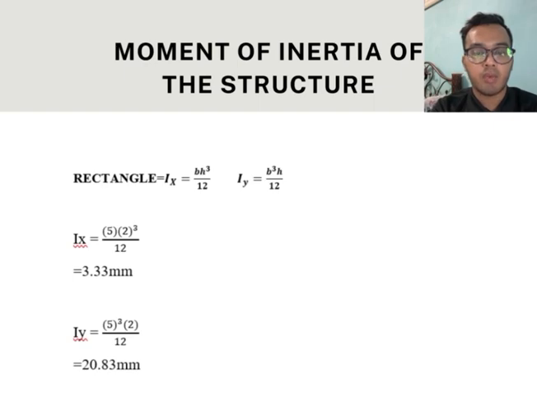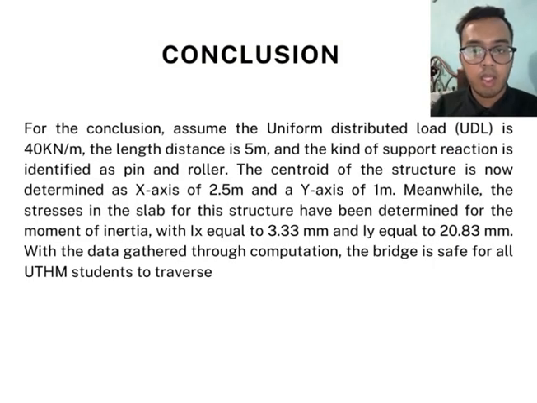Moment of inertia of the structure. To get the moment of inertia for my structure, I use the rectangle formula. Ix equals BH to the power of 3 divided by 20. Iy equals B to the power of 3 H divided by 20. So we get the final answer: Ix equals 3.33 mm. Iy is 20.83 mm.